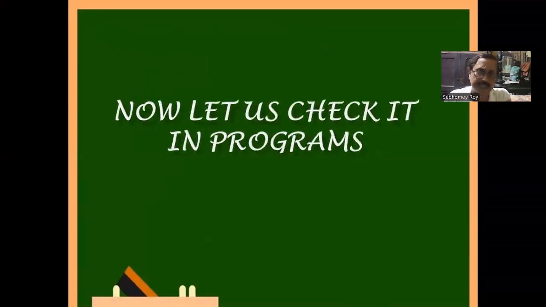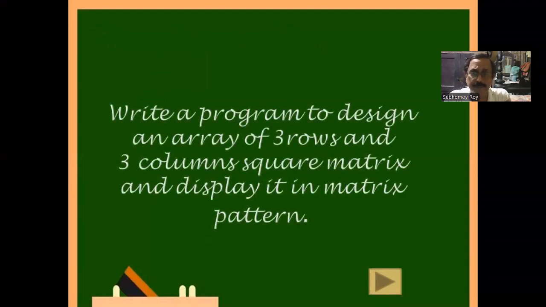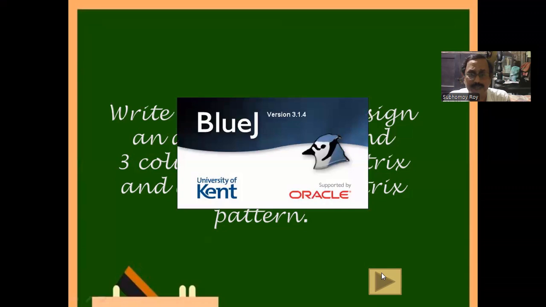Now let us check it. Check it in programs. We will do 3 programs. First one, write a program to design an array of 3 rows and 3 columns. That means it is a square matrix. I am giving you example with simple program with a square matrix and display it in matrix pattern. So let me click on the link. I have set a link with it.